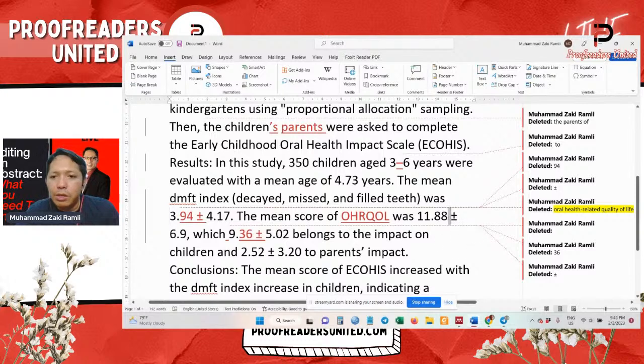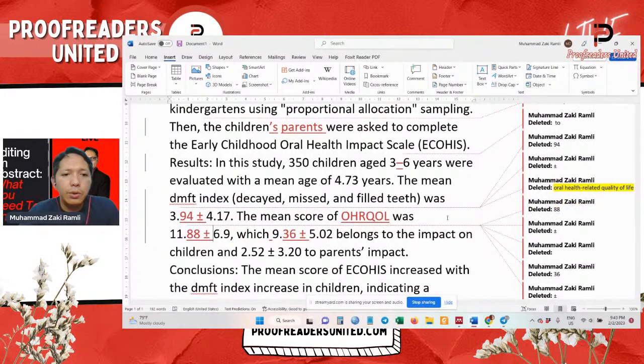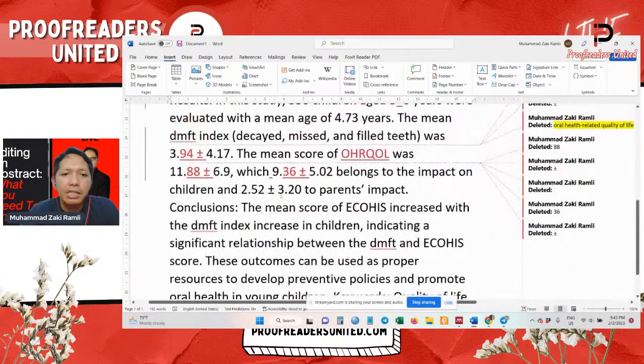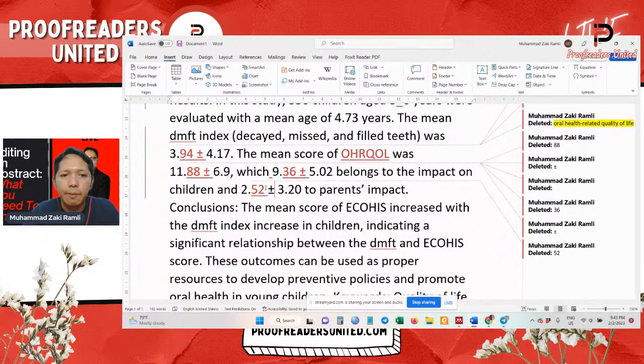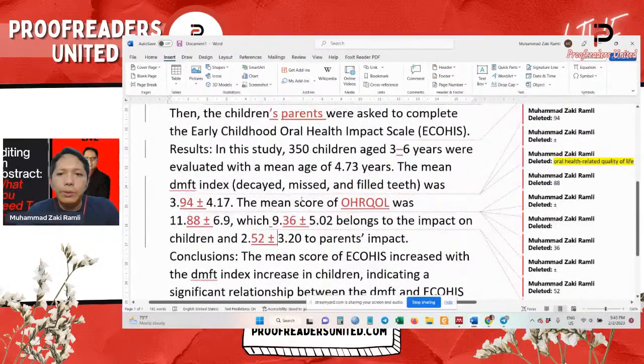Okay, so this one also we can change to a non-breaking space. So we will always have the expression of mean plus-minus the standard deviation on the same line. Okay, that's about non-breaking space. I would like to move on.